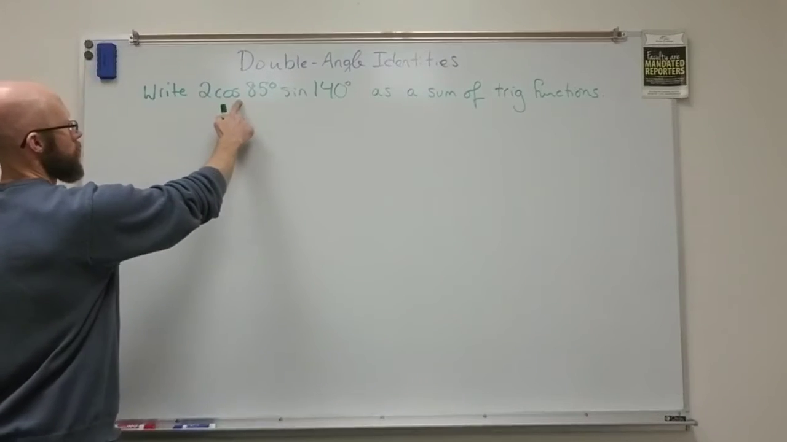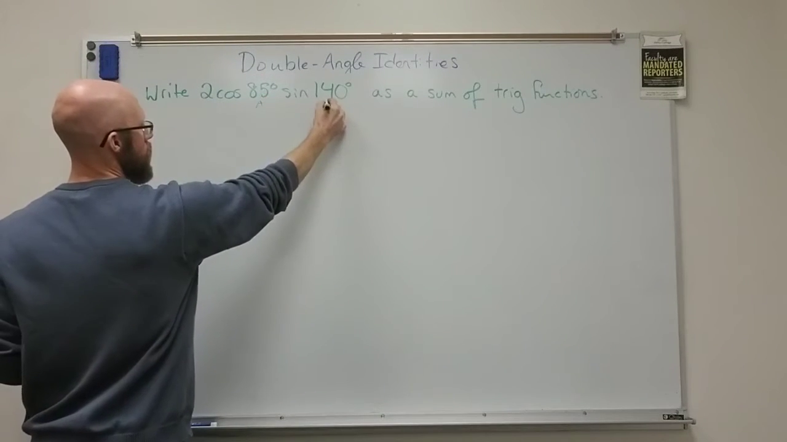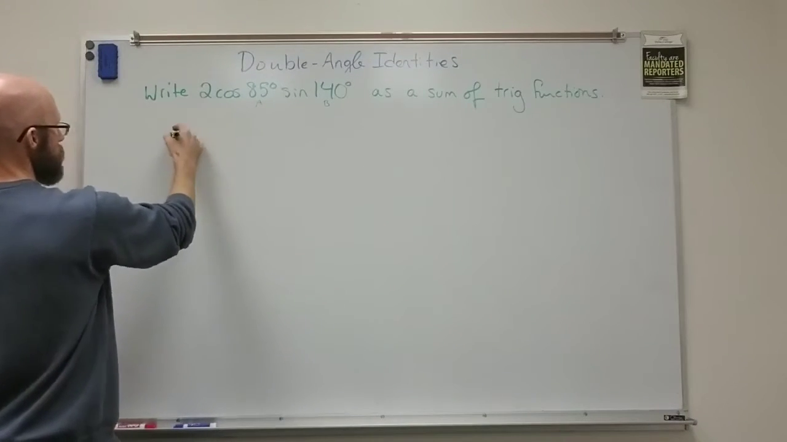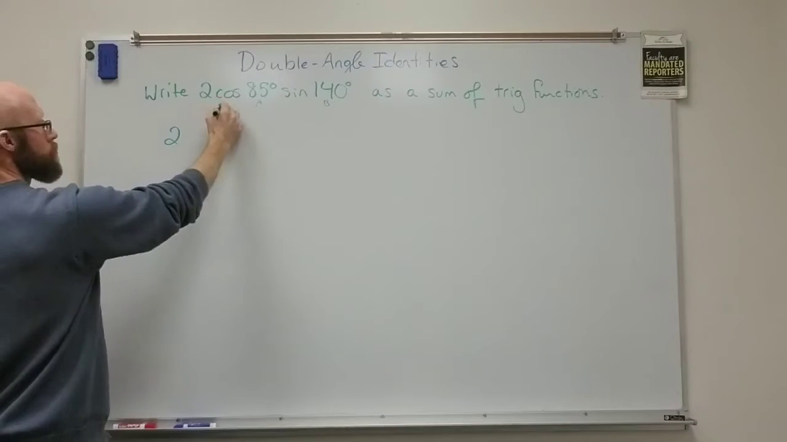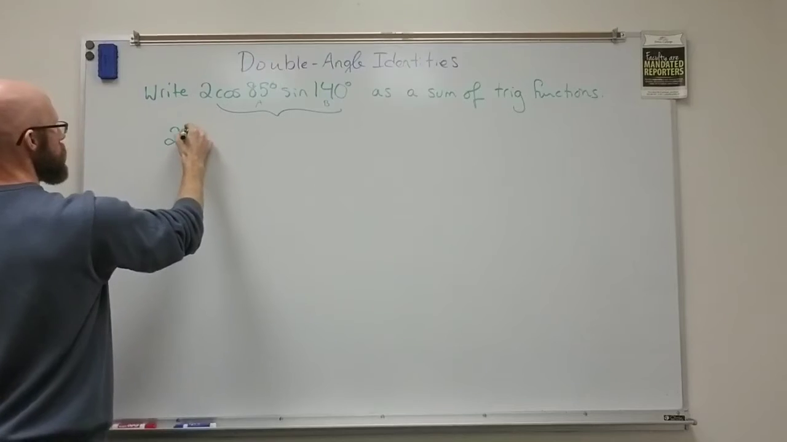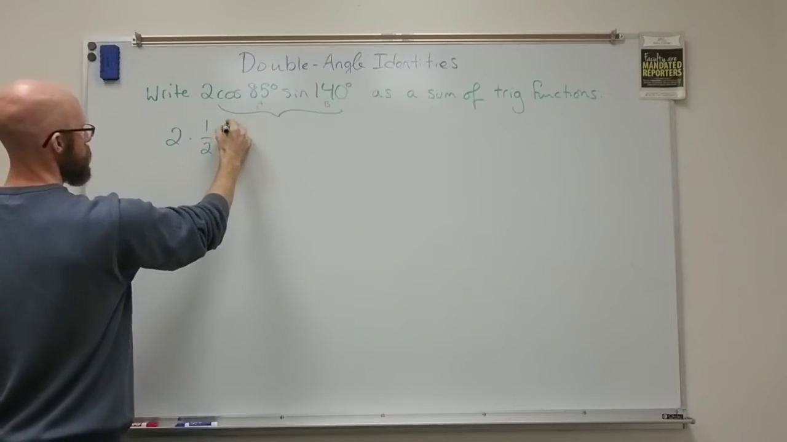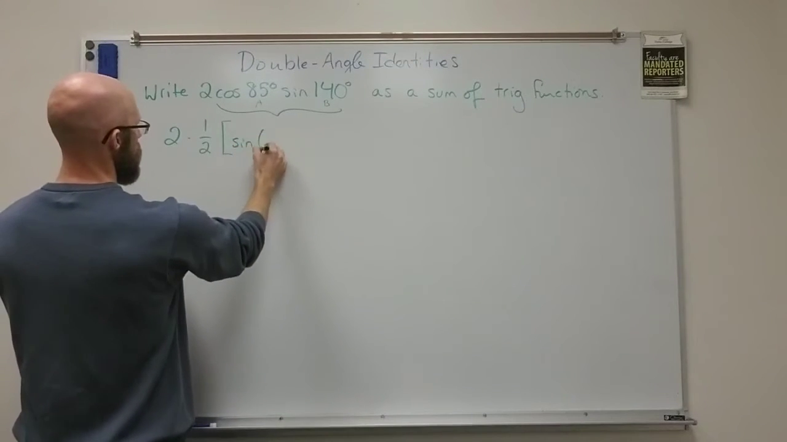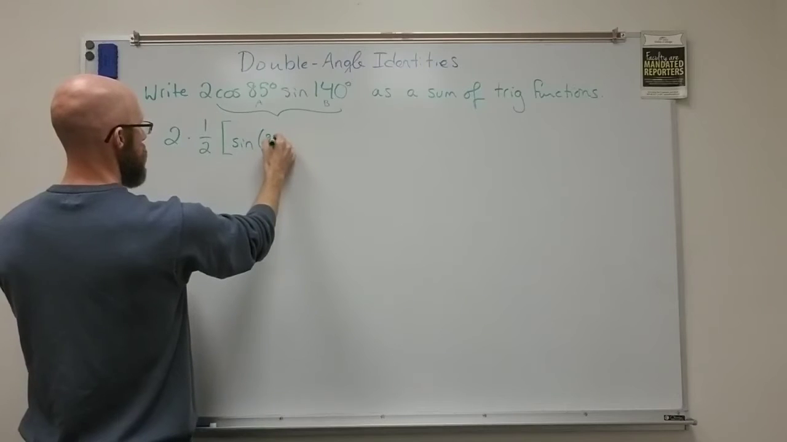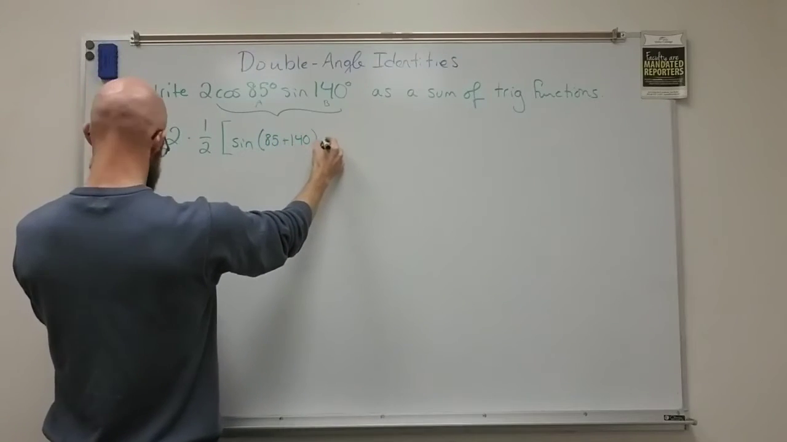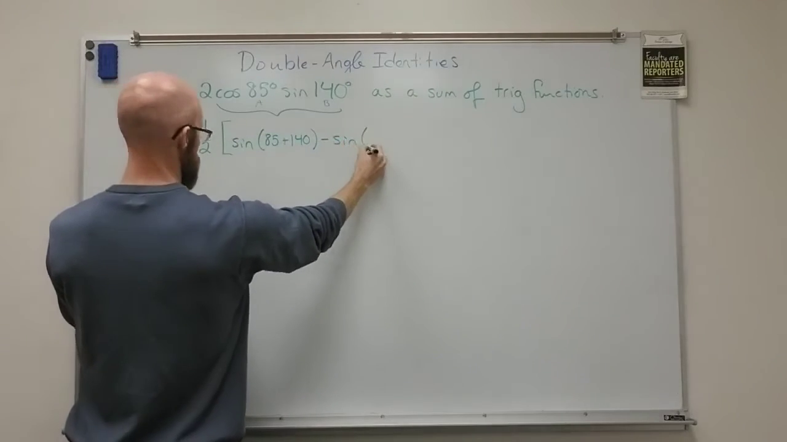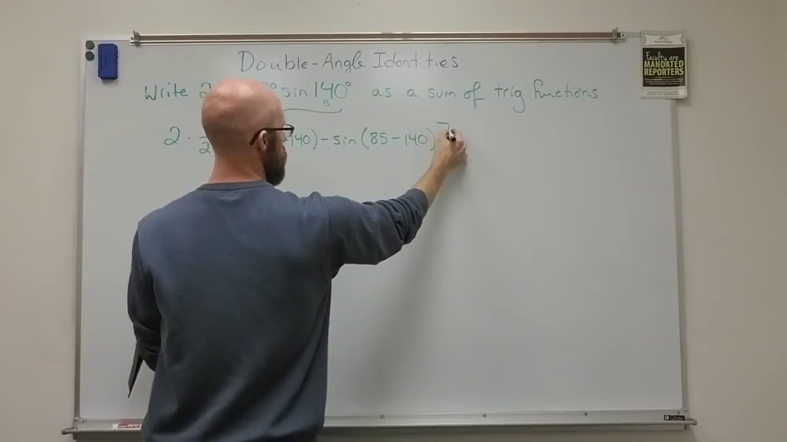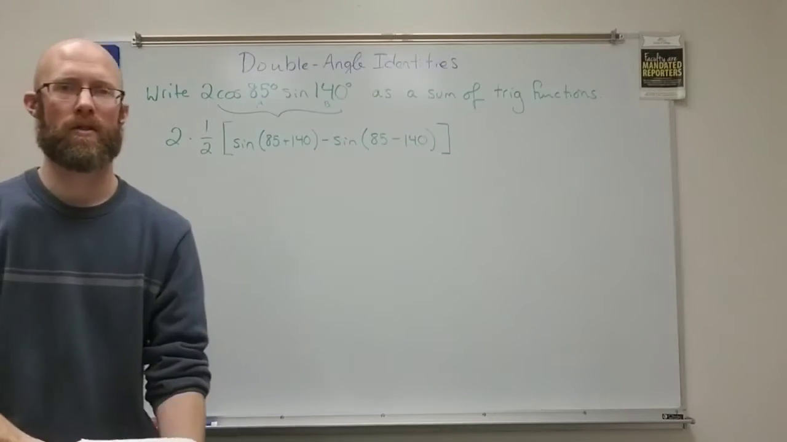So the cos A, 85 is A, and sine B of 140 is B. And there's a 2 hanging out here. Well, that 2 I'm going to keep hanging out there, but this product is actually equal to 1/2 times a quantity of the sine of A plus B, which is 85 plus 140, minus the sine of the difference, 85 minus 140. Right? So it's a sine of 2 different angles.